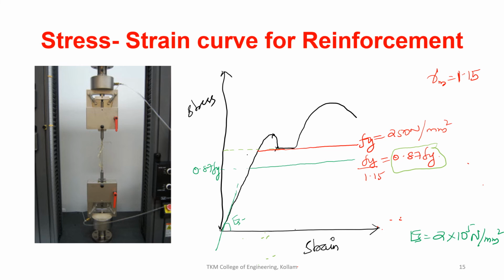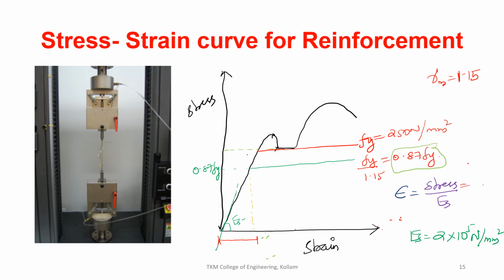So you know that strain is equal to stress by Young's modulus, right? The strain corresponding to this value is this one. What is the stress value? The stress value is 0.87 Fy, and the Young's modulus is 2 into 10 raised to 5. So the strain is equal to 0.87 Fy, that is, Fy is 250, divided by 2 into 10 raised to 5.